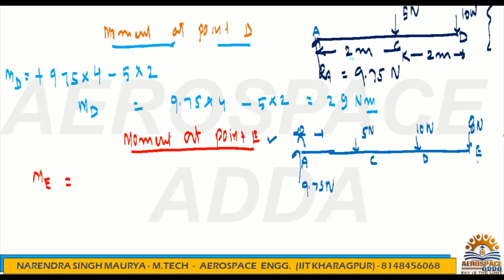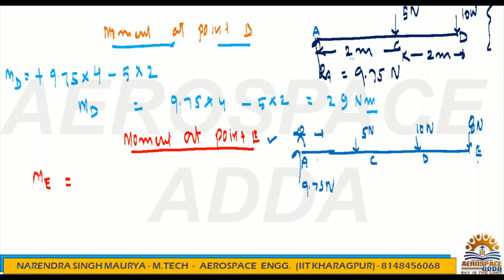And after E, what are the forces? We don't know. So the point is, you have started at A, and you are going to calculate moment at E. So from A to E, what are the forces? Those forces you have to take for the moment calculation. After E, what are the forces? We don't care, because till now we have reached only point E. That's the reason we are writing moment at point E.